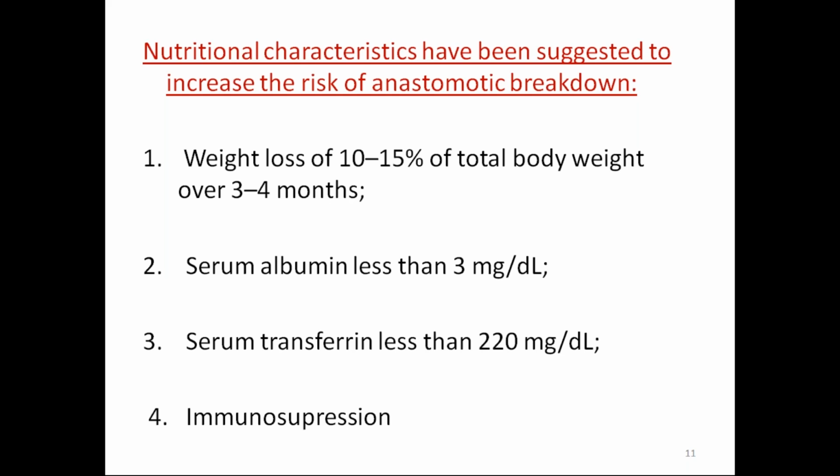Nutritional characteristics suggested to increase the risk of anastomotic breakdown: the patient having post-operative weight loss of 10 to 15% of total body weight over 3 to 4 months, then there will be giveaway of the sutures. Serum albumin less than 3 mg per deciliter, where the normal albumin range is 2.8 to 4.4, some say up to 5.1. If the albumin is less than 3, there will be improper healing, less protein is delivered to the bowel, and so fistula formation is more prone to occur. Transferrin less than 220 mg per deciliter.